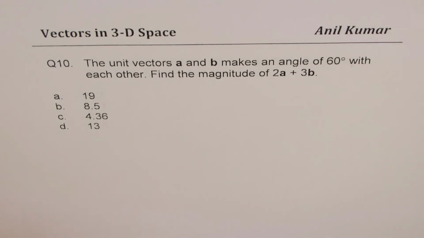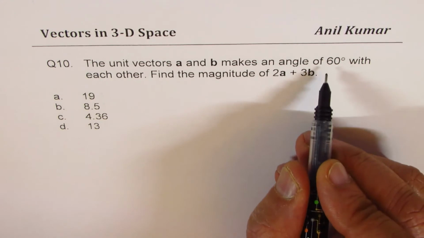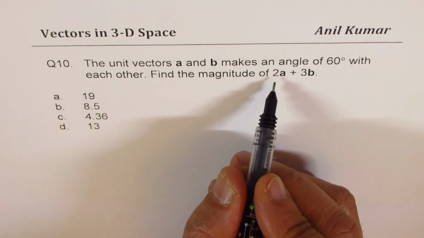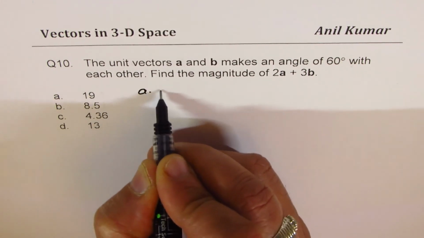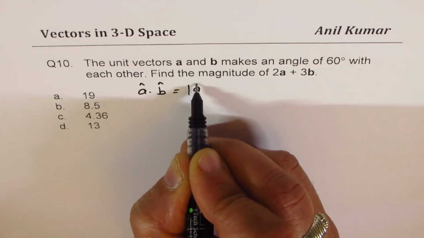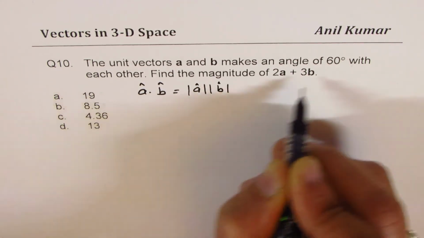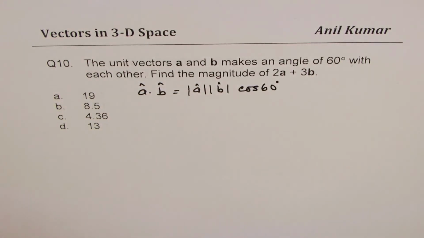Next question here is question number 10. The unit vectors A and B make an angle of 60 degrees with each other. Find the magnitude of 2A plus 3B. So let's first find A dot B. They are unit vectors, which means their magnitude is 1, correct? So A dot B is magnitude times magnitude times cos of the angle theta, which is cos 60 degrees.